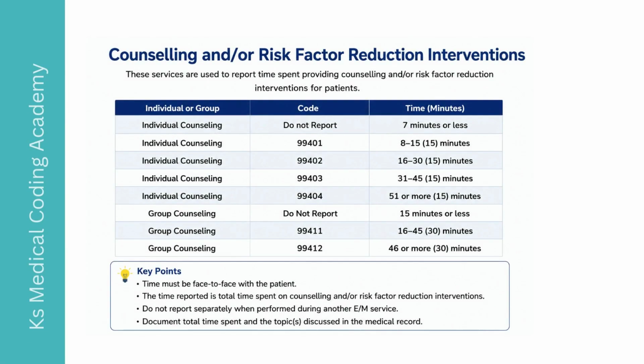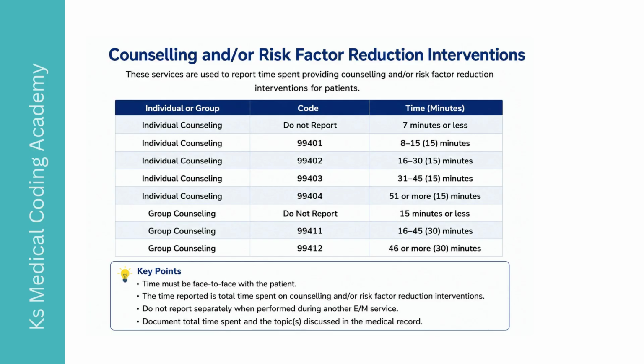In this slide, we'll discuss counseling and risk factor reduction intervention codes. These CPT codes are used when the provider spends time counseling patients or groups about reducing health risks, such as smoking cessation, nutrition, weight management, or disease prevention. For individual counseling, use CPT 99401 through 99404 based on the total face-to-face counseling time. Services lasting 7 minutes or less are not separately reportable.